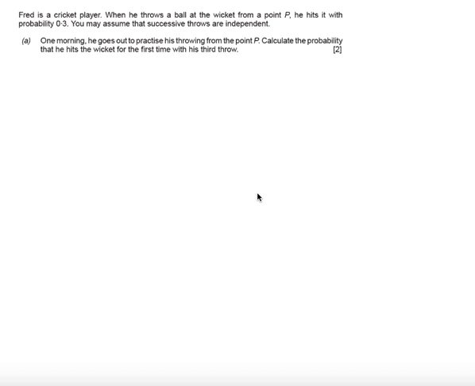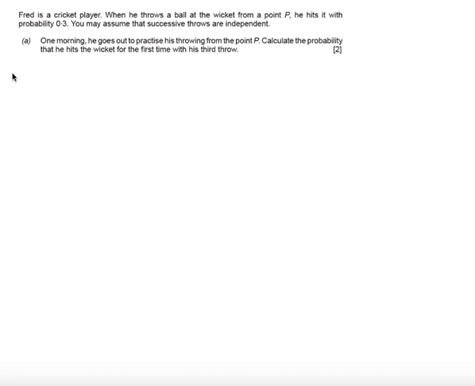In this question, we're told Fred is a cricket player. When he throws a ball at the wicket from a point P, he hits it with a probability of 0.3. You may assume that successive throws are independent. Part A says in one morning he goes out to practice his throwing from the point P. Calculate the probability that he hits the wicket for the first time with his third throw.